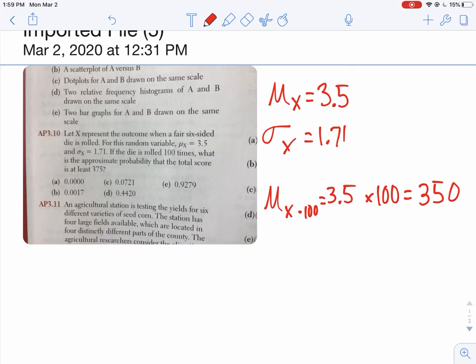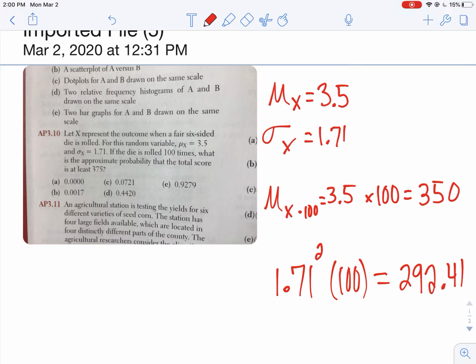Standard deviation now, this is where it gets a little tricky. You can go a couple of ways here. This is the way I ultimately did it. Since we're dealing with standard deviation, out of 100 times, I'm going to find the variance by squaring this, and then I can add it 100 times, or I could just multiply it by 100, because again, I'm representing 100 different dice rolls. If I do 1.71 squared times 100, I get 292.41. And that gives me my variance.